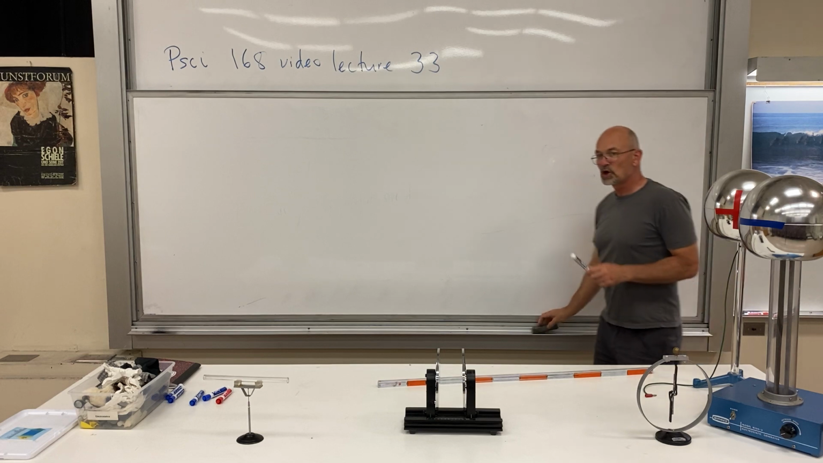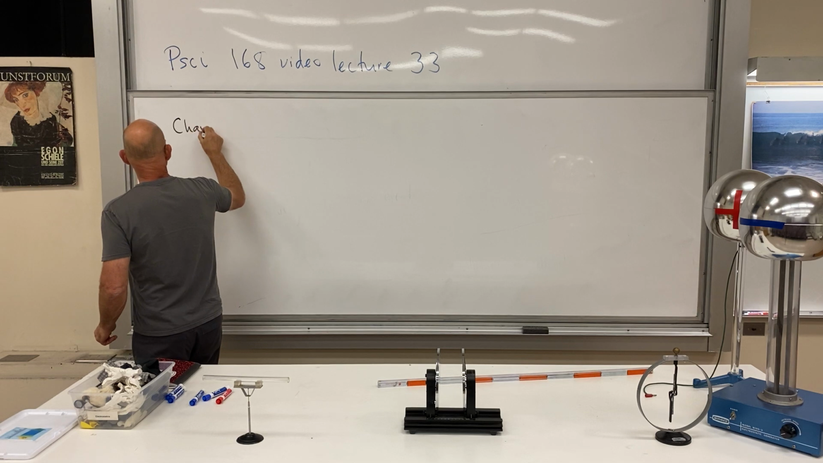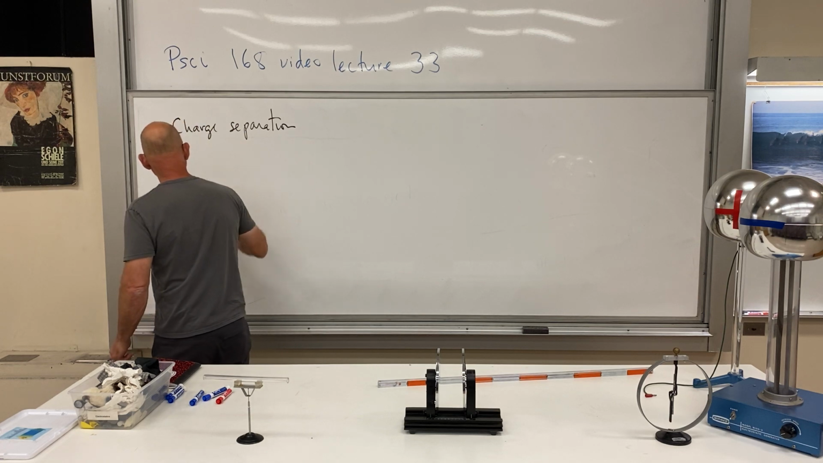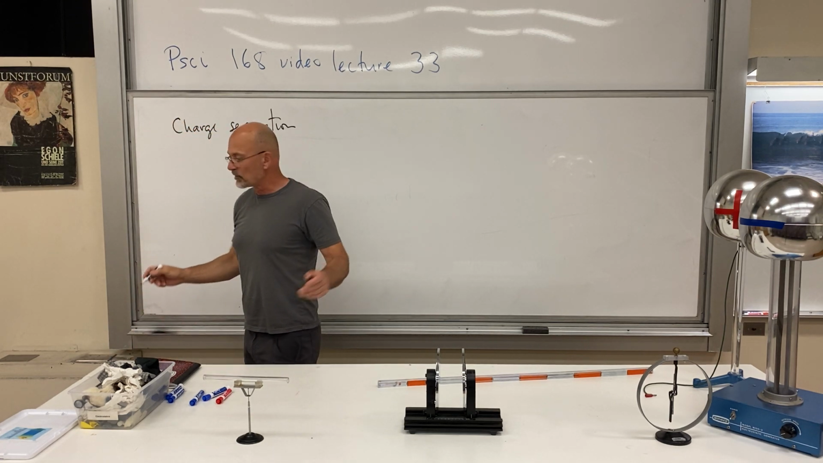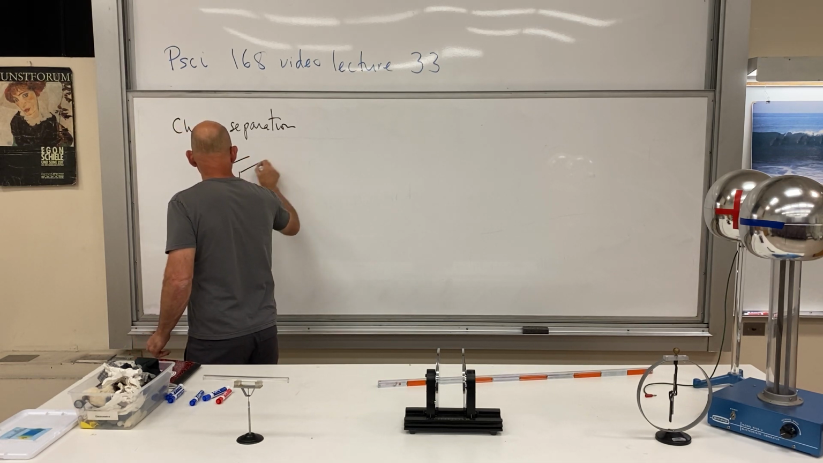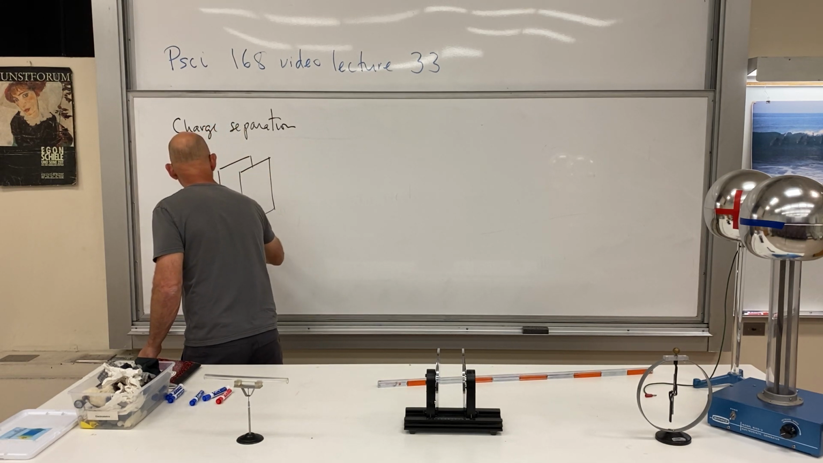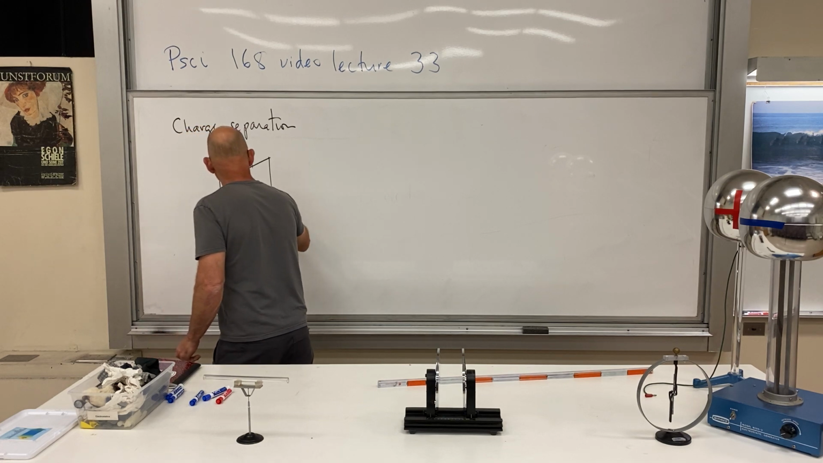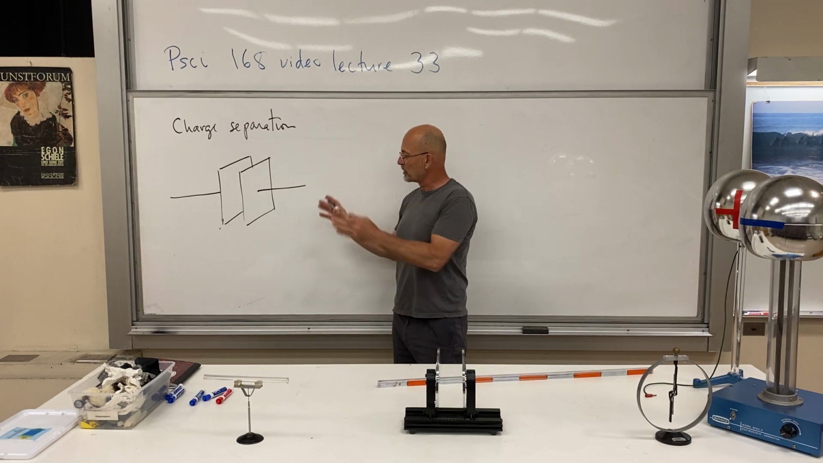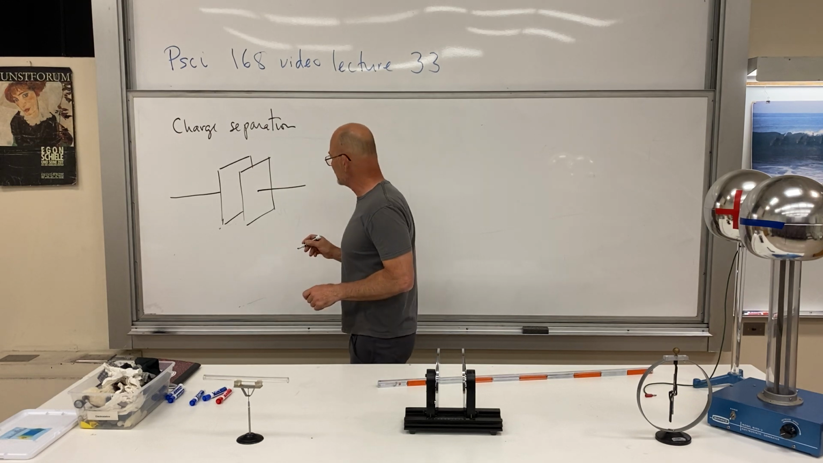4 or 5. So the next thing, we'll go ahead and erase all of this. We're going to talk about charge separation. Okay, so charge separation. And instead of those round plates, I think I can draw square ones a bit better. Okay. But yeah, we have two plates, two metal plates. They're separated by some small distance, and we have charge on one side and charge on the other. So that's going to be the idea here.